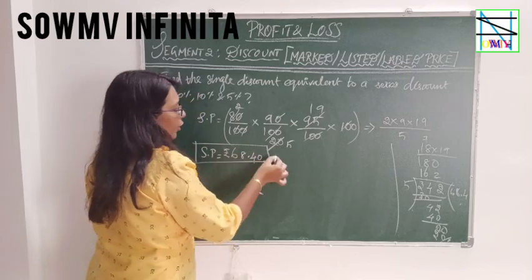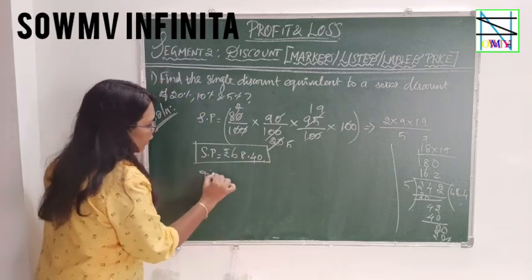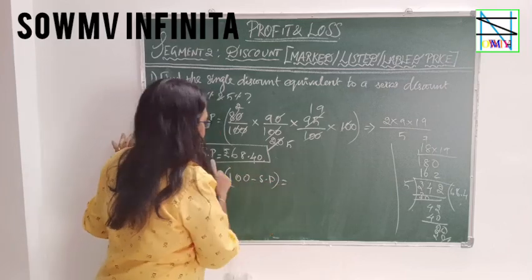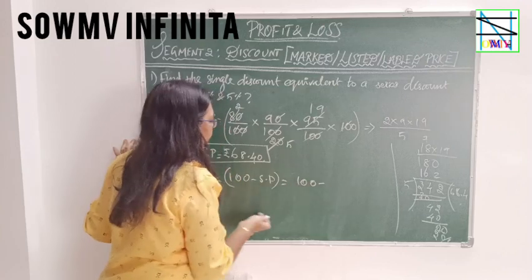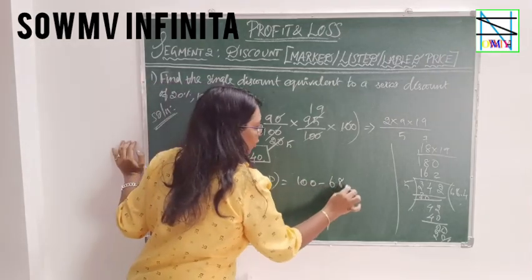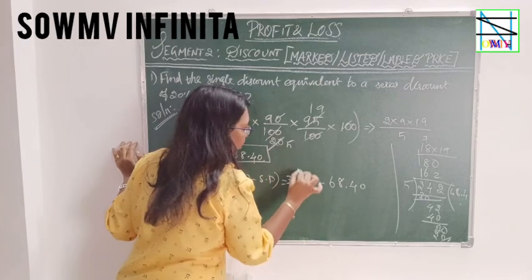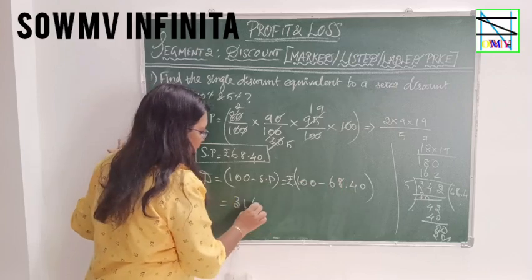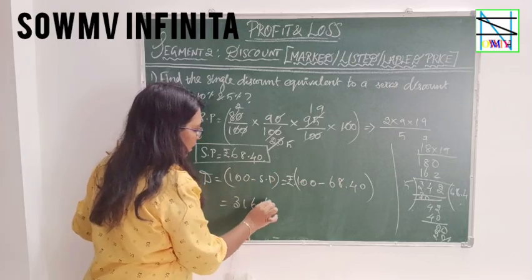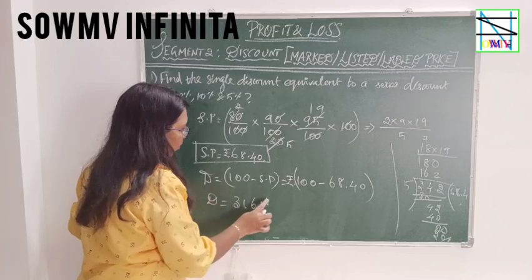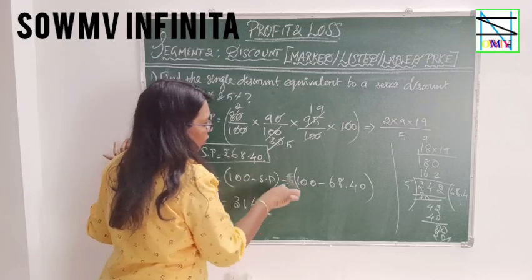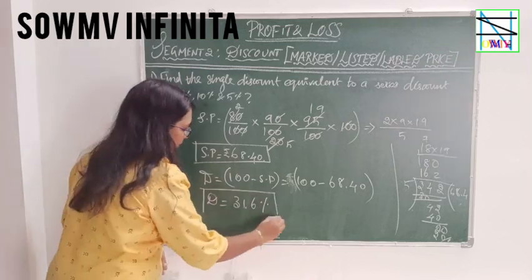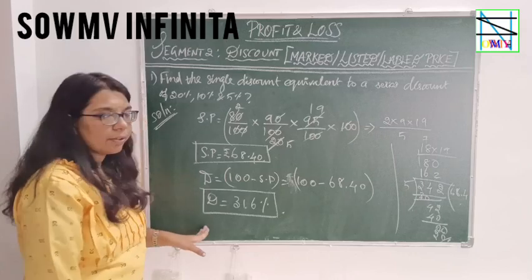Then we apply this value to the discount formula. So discount is equal to 100 minus the selling price. Therefore, the discount value is 100 minus 68.40, and the answer is 31.6%. This is the discount value.